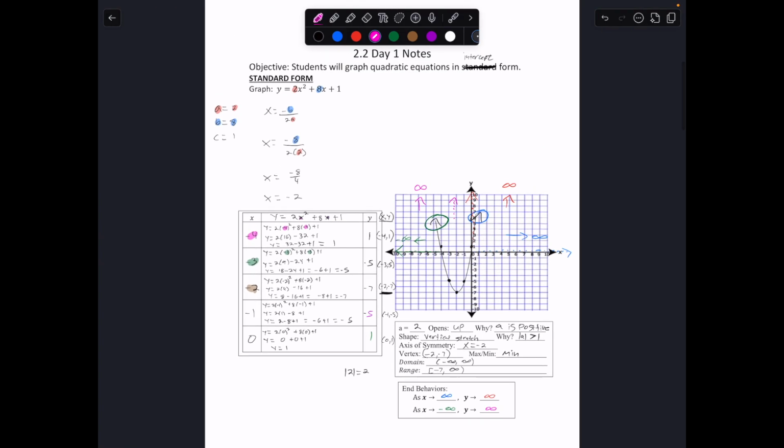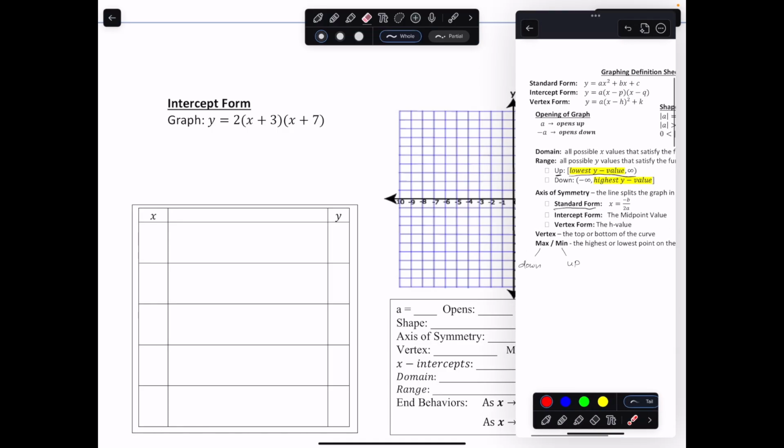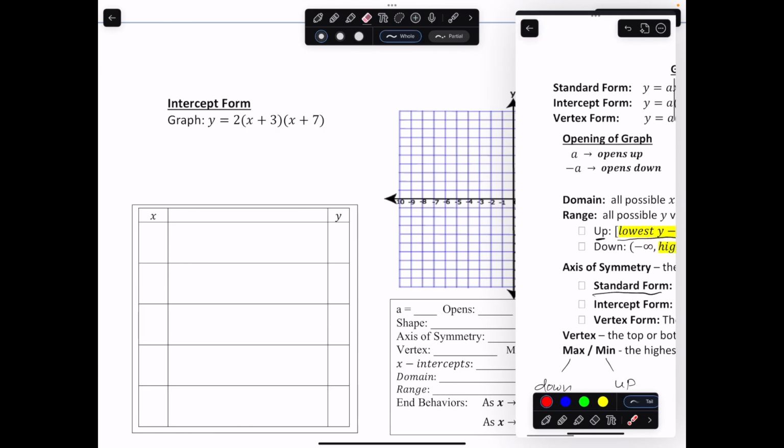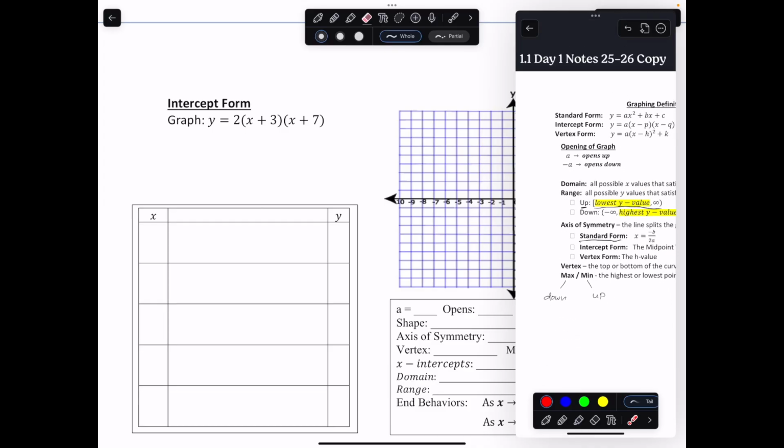Okay, so that was our quick review of standard form. Now we're going to get into intercept form. To graph this in intercept form, let's quickly refer to our sheet over here. Here's intercept form. Okay, so intercept form: y equals a times x minus b times x minus q.